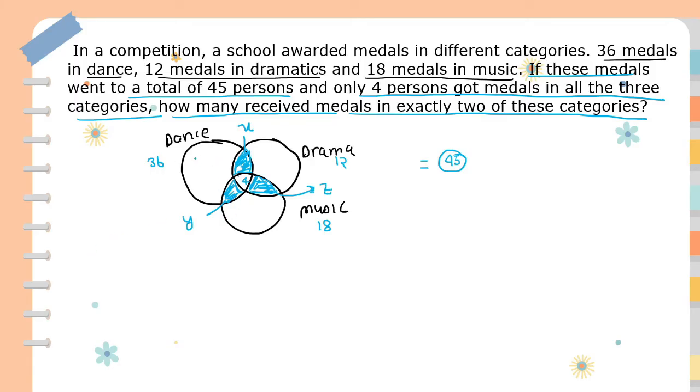So here the dance will give x minus y minus 4. This will give 18 minus z minus y minus 4, and similarly drama will give x minus z minus 4. And this will be equal to 45. So add all these things.